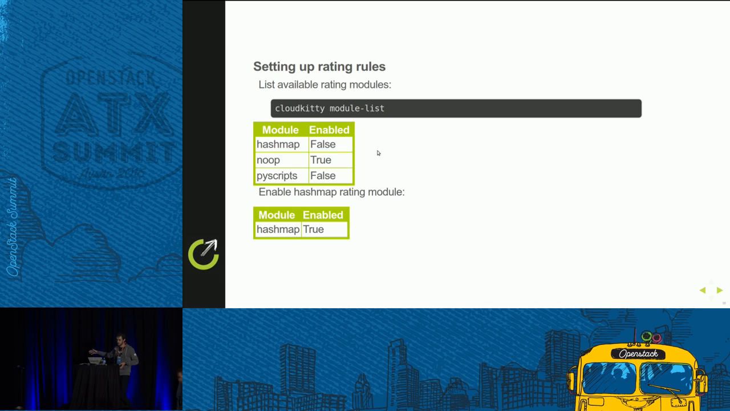So CloudKitty module list, you're listing the rating modules. You've got HashMap, NoOp, and PyScripts. NoOp is a dummy rating module. It just ensures that the data is formatted like it's supposed to be. PyScripts enables you to create Python scripts and do rating in Python. And HashMap, you model your rating rules using some kind of objects, and you get a rating calculation.